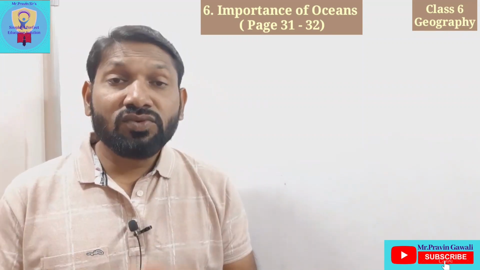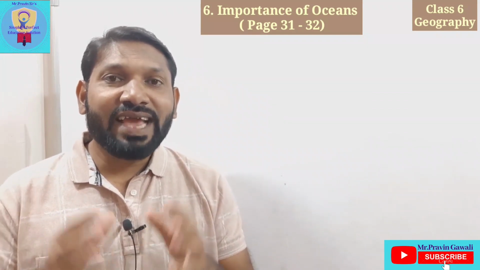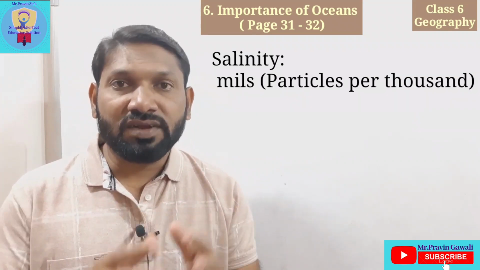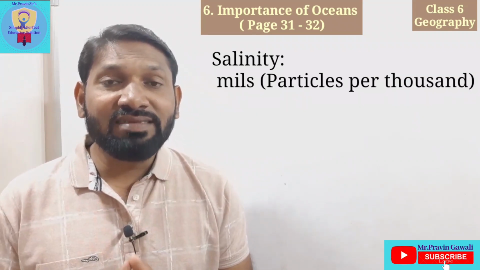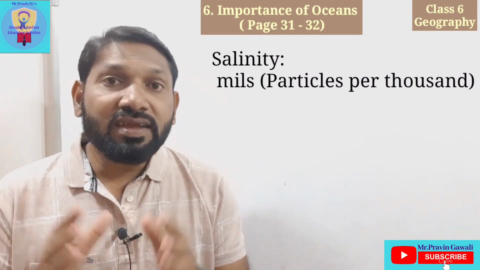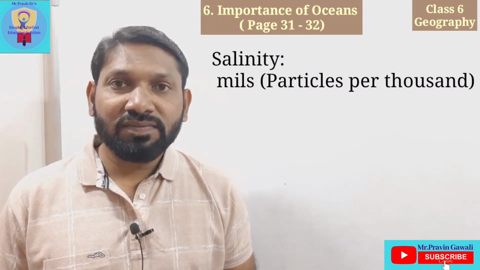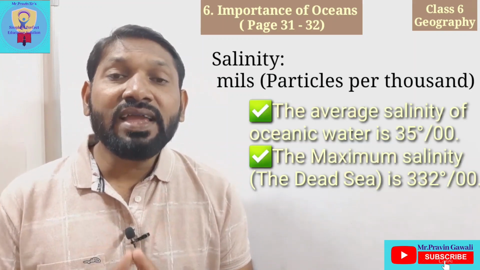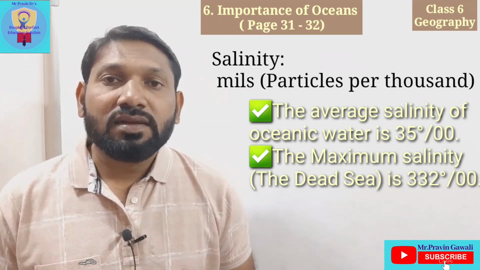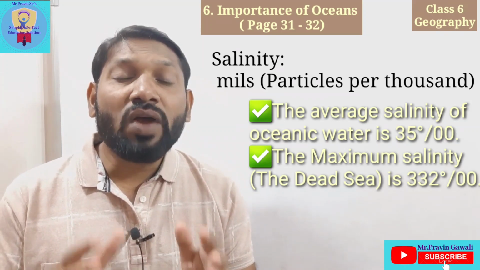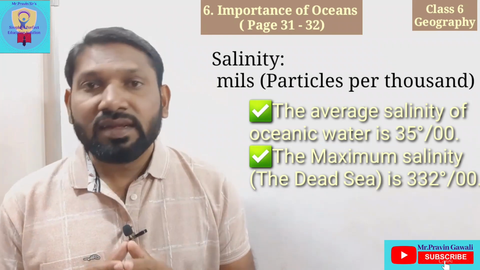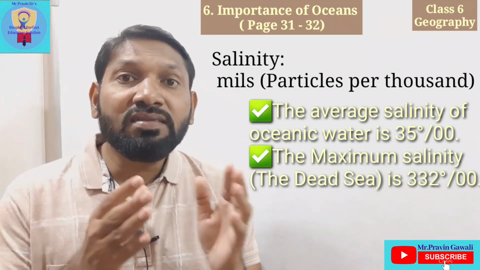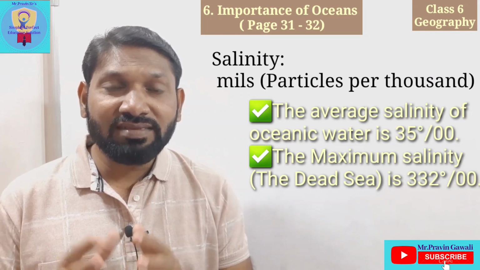Have you understood now? Students, the salinity of water is expressed in terms of particles per thousand. Okay student, so the salinity is expressed in terms of particles per thousand. Okay students, the average salinity of ocean is 35 particles per thousand. The Dead Sea is known to have the maximum salinity, that is 332 particles per thousand. Okay student, have you understood the salinity now?